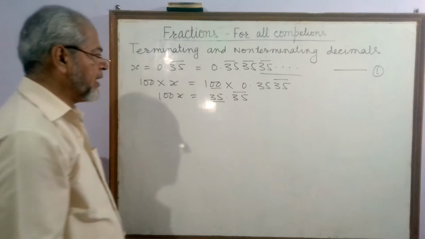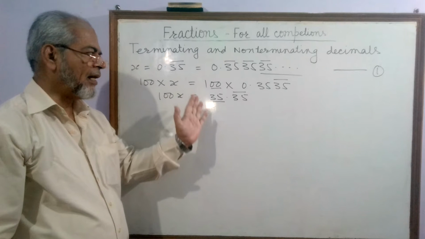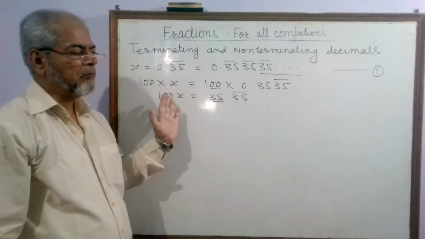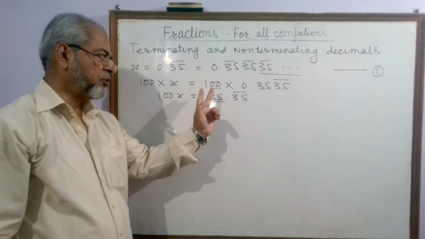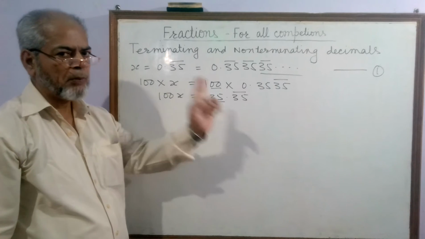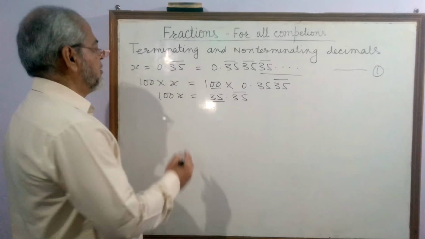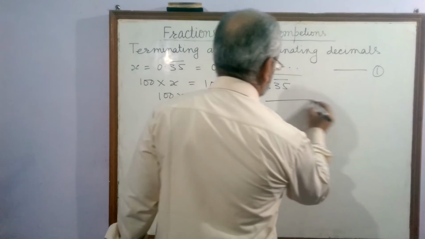When we multiply any number by 100, the point moves right. If it has 2 zeros, it will move 2 places to the right. So this is equation number 2.